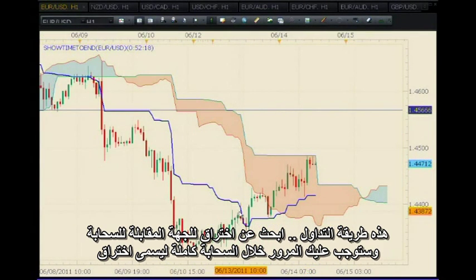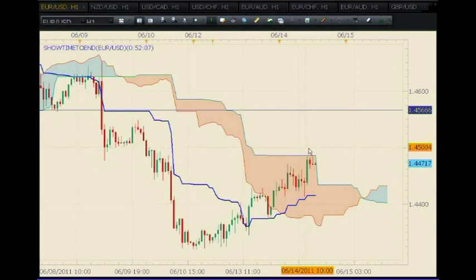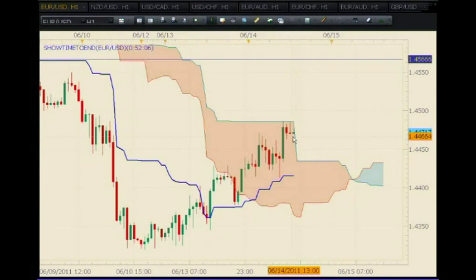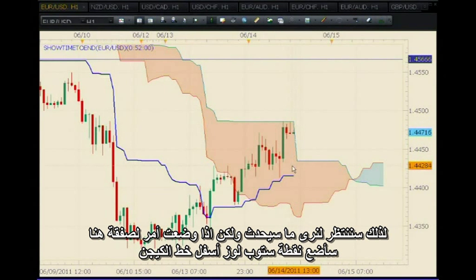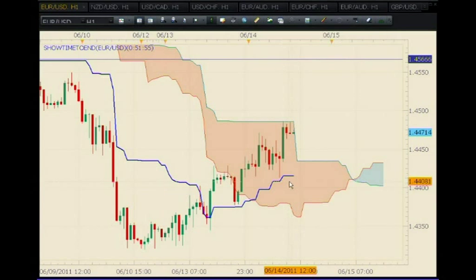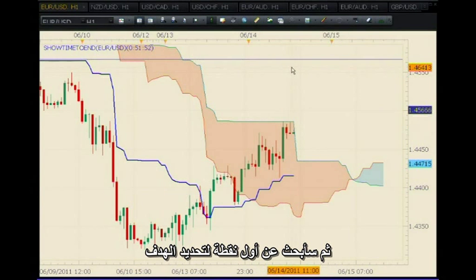You just look for the breaks of the Kumo on the opposite side. So you have to go all the way through the Kumo to call it a break. And right now price is stuck right here, so we're gonna wait and see what happens. But if I put the order in here, I'll put my stop below this Kijun, and then I'll be looking for this first target.